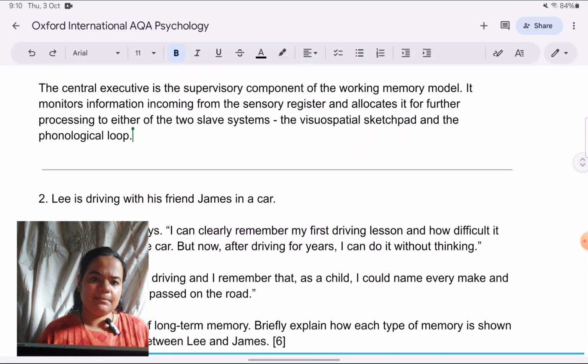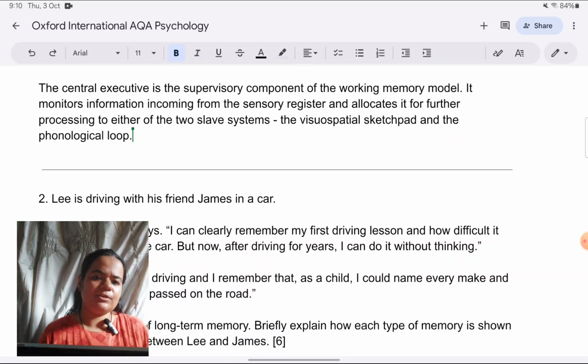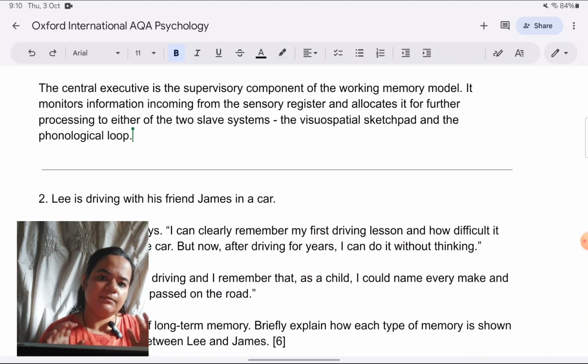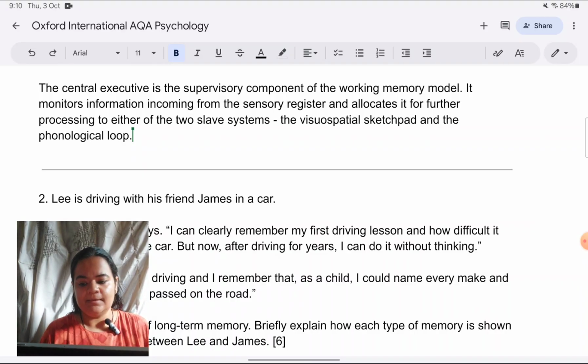Of course, there are examples which could be given for further elaboration, but keeping in mind it's for 2 marks, what is essential to the central executive, what really defines it, we have given those points.